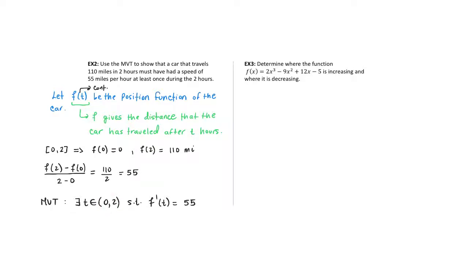And if I take you back to the question, this is what we needed to show, right? That the car must have had a speed of 55 miles per hour at least once during the 2 hours. So I think that everything is satisfied because we were able to find a t within 0, 2, where the speed of the car is exactly 55 miles per hour.